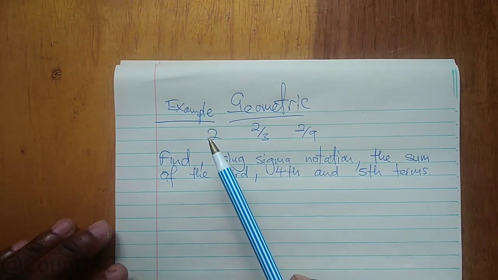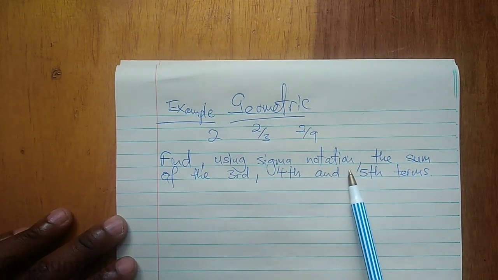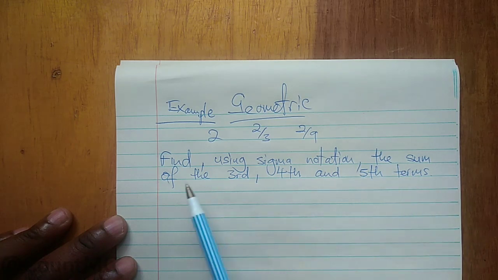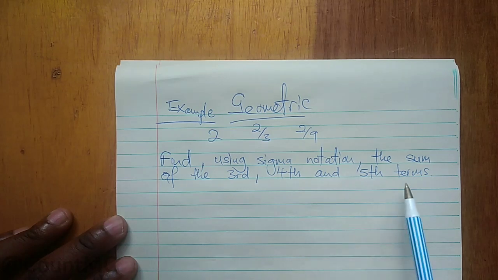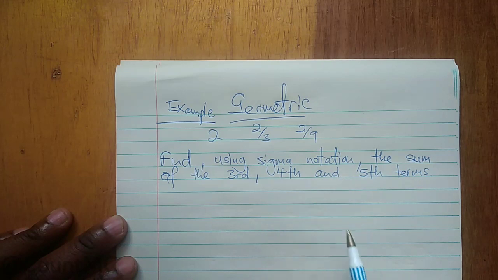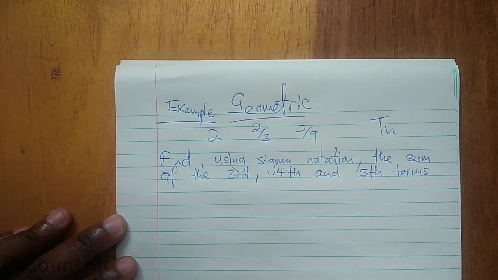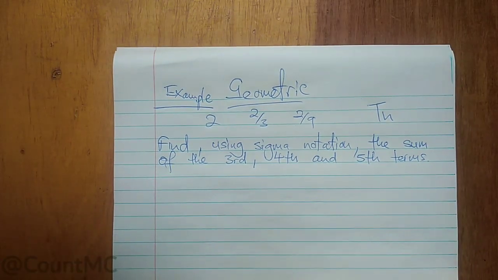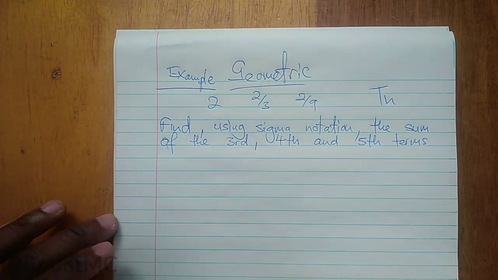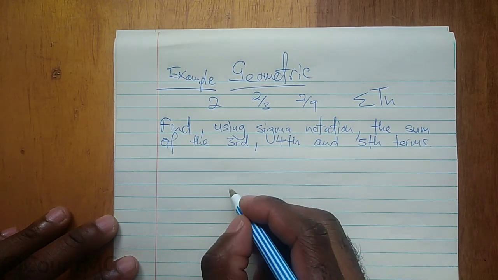So let's do an example with geometric. Find, using sigma notation, the sum of the third, fourth, and fifth terms. Now, the moment they say find the sum or they say sigma notation, just know that you need to find Tn first. So it's also a way of saying find the general term, because the general term will always be next to the sigma notation. So let's quickly do that.